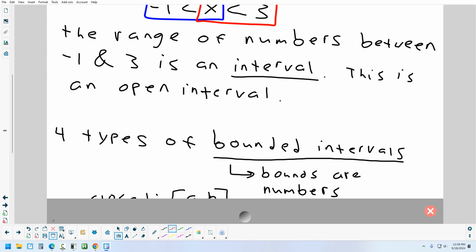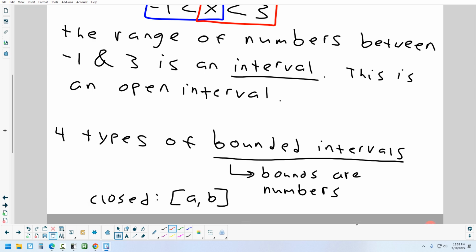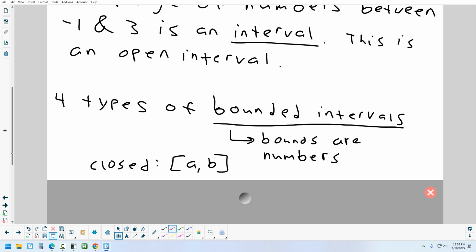So when we start to use an infinity symbol, that's not bounded. Because think about it, does infinity ever stop? No, it's unbounded, it goes forever. So we'll talk about that after. Okay. Bounded intervals start at a number, end at a number. One type of bounded interval is called a closed interval.